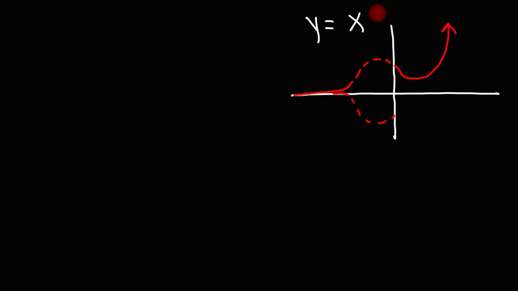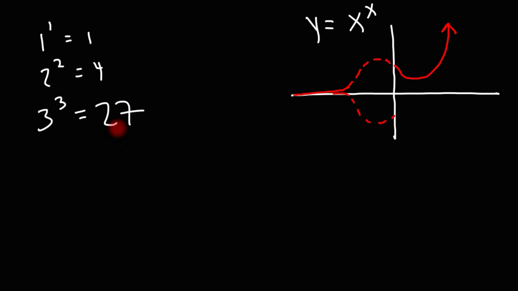So here's a rough sketch of that same graph. Now, it's continuous on the right because we can plug in any positive value for x. For instance, if we plug in 1, 1 to the first power is 1. If we plug in 2, 2 squared is 4. If we plug in 3, 3 to the third power is not 9, but 27. So we can plug in any positive number, and we're going to get an output.